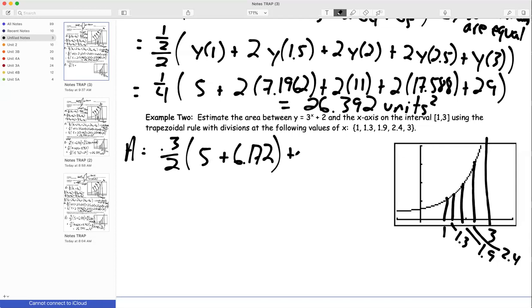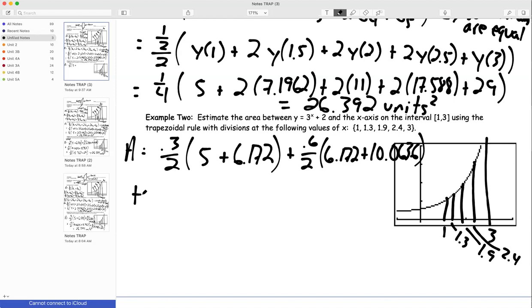The second trapezoid, it goes from 1.3 to 1.9. So my height is 0.6. And I divide by 2. And my first base is going to be this value that I just used, which is 6.172. And the second one is going to be y of 1.9. So look on your calculator on the table and figure out y of 1.9. And let's see, I got like 10.0636. Something like that. And that's my second trapezoid.